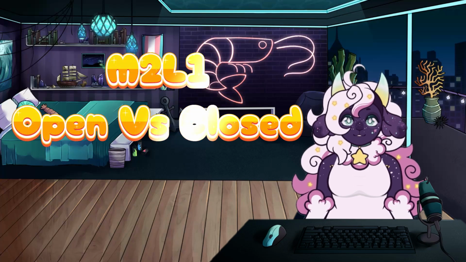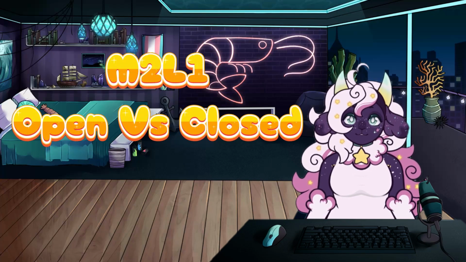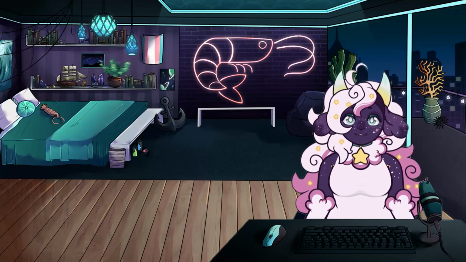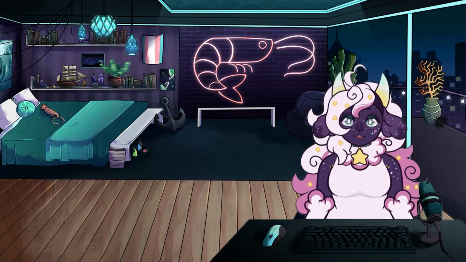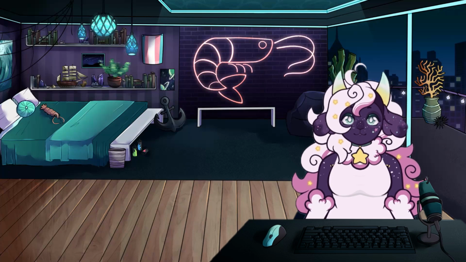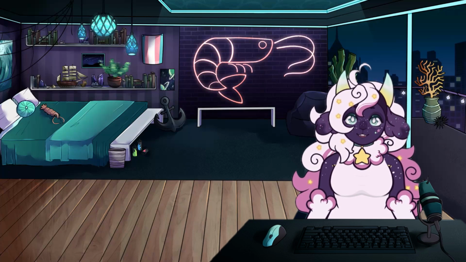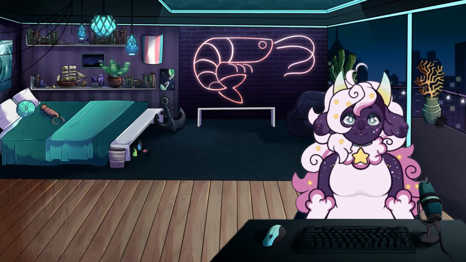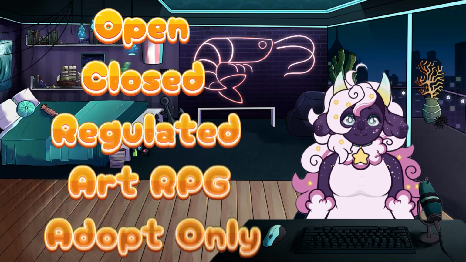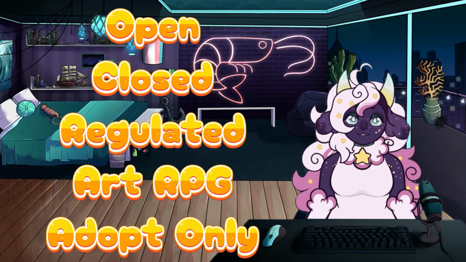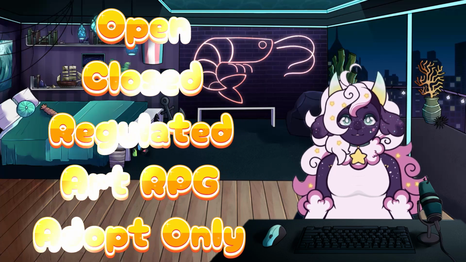Module 2, Lesson 1, Open versus Closed. If you're interested in original species, you probably think you don't need this section because you know the difference between these two. But you're wrong. There are 5 different types of original species, and yes, at the most basic, you have open and closed. But there are ranges and tones between that, and we don't deal in binaries here. The 5 types are open, closed, regulated, art RPG, and adopt only closed.